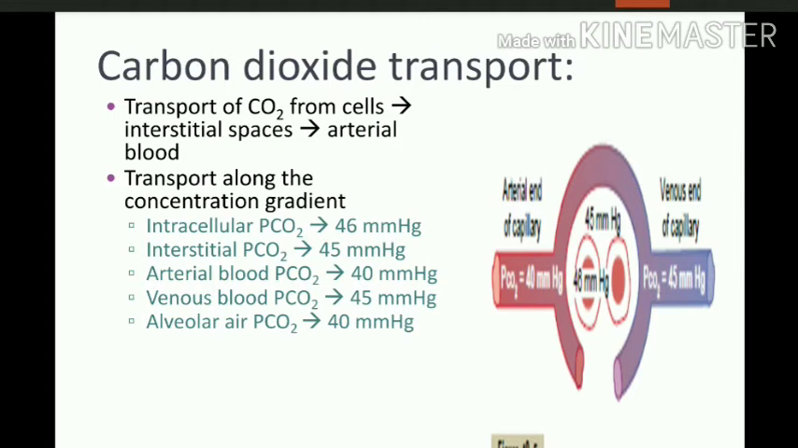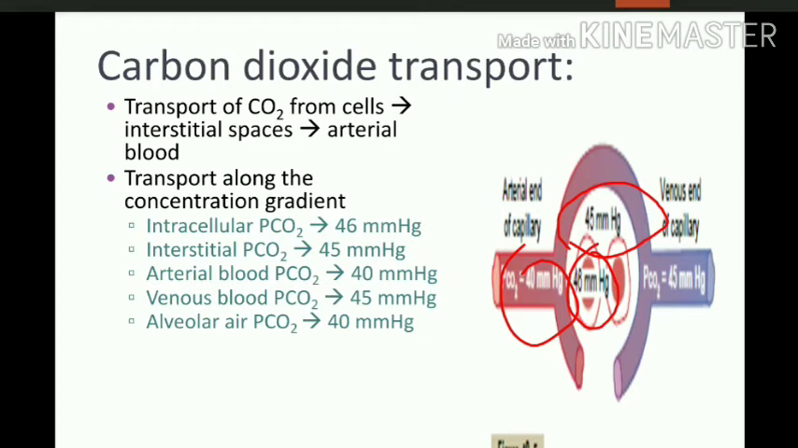You can see here. Intracellular partial pressure of carbon dioxide is 46 mm of mercury. Interstitial fluid partial pressure of carbon dioxide is 45 mm of mercury. In the arterial blood, partial pressure is 40 mm of mercury. In venous blood, it is 45 mm of mercury.